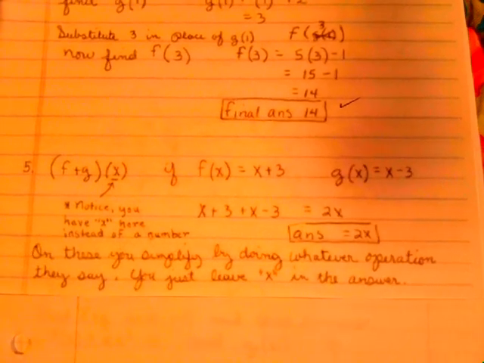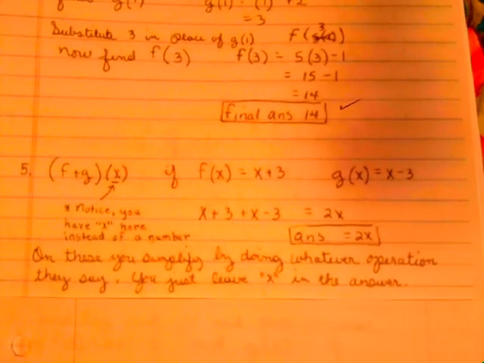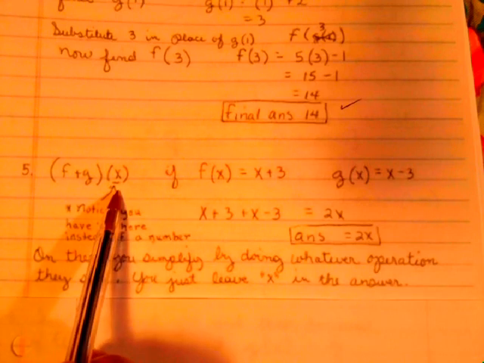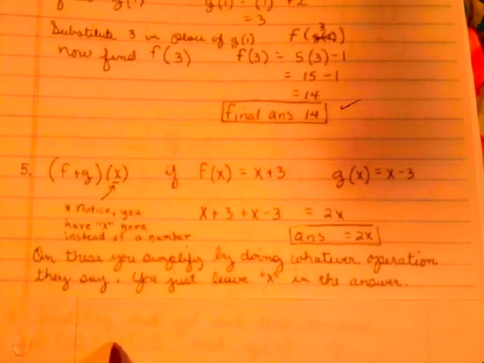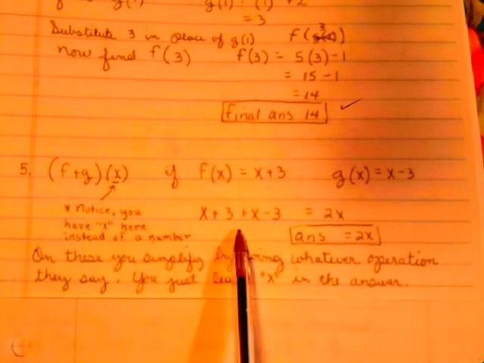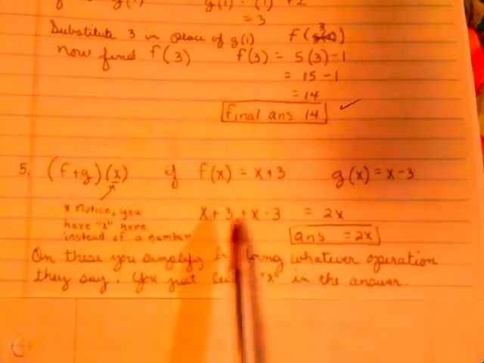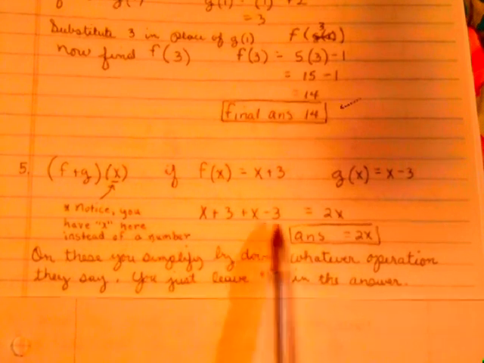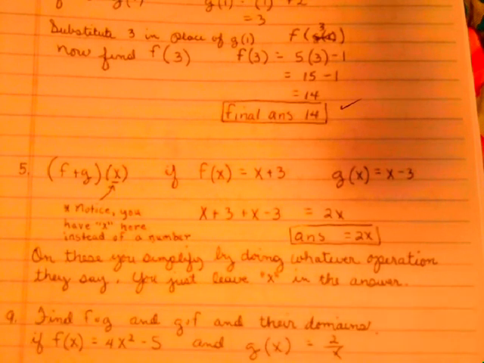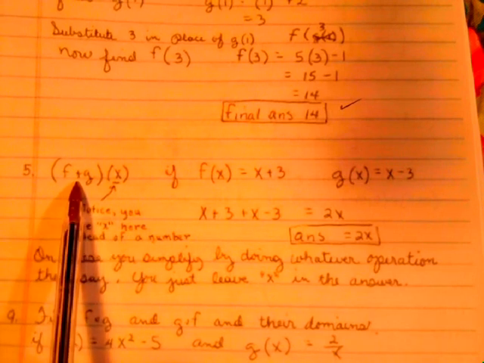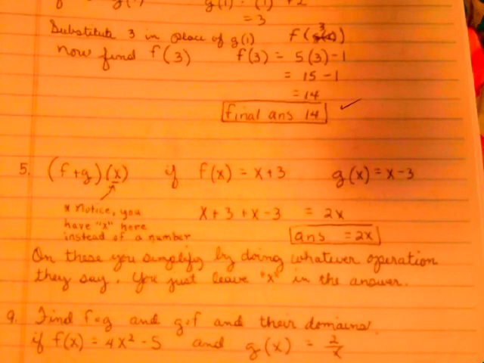Number 5, notice that they have given you f plus g of x. They didn't put a number there, they left the variable. So we want to just add these two functions. You add them, the 3's cancel, and you're left with 2x. If that were a minus or a division or a multiply, you just do whatever the operation said.